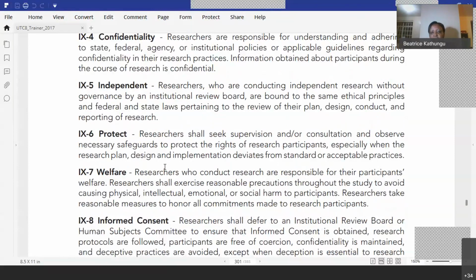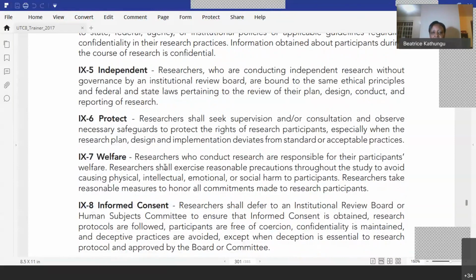Now, number 6 is about protection. I think for us as researchers, we do understand the importance of protecting the rights of our research participants, whether it is in the way we plan, design, or even implement. So we must keep in mind the need to protect the rights of our research participants.